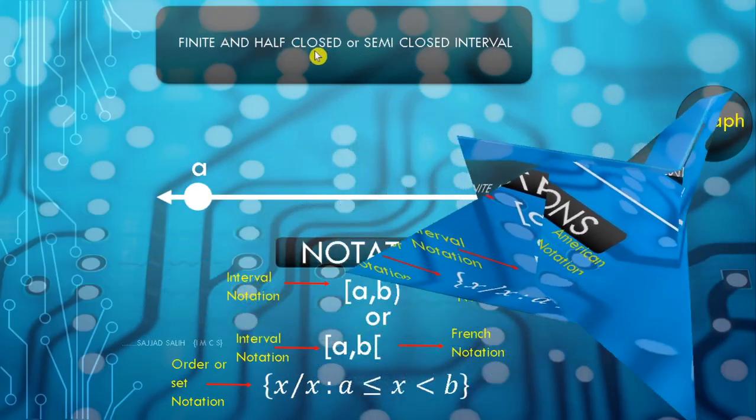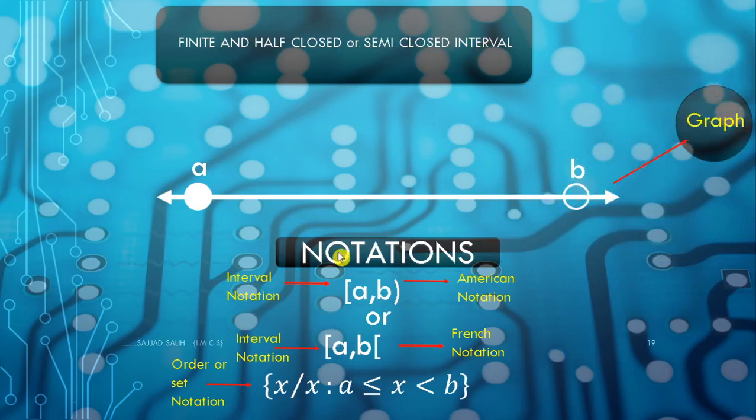Here is the finite half-closed or semi-closed interval notation. First we understand it graphically. Here's A, B. It means A is involved but B is not involved. This is in American notation. It means A is closed but B is open, or in French notation, it means A closed and B open. A is involved in this interval, but B is not involved. In set notation, x such that a ≤ x < b. This is the inequality notation.